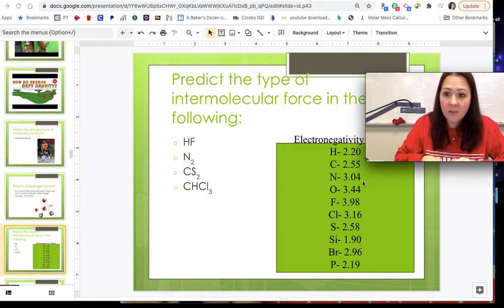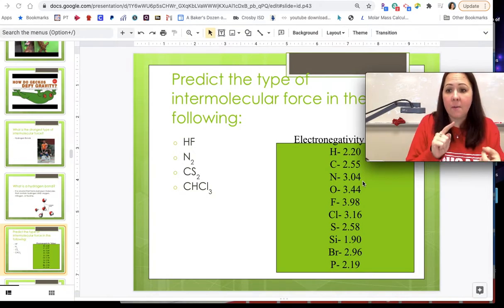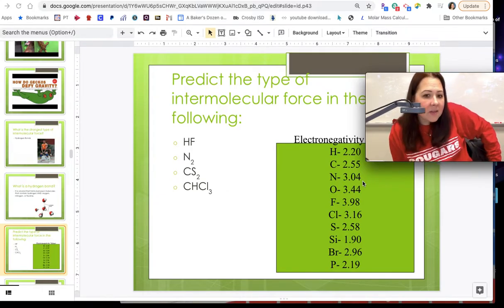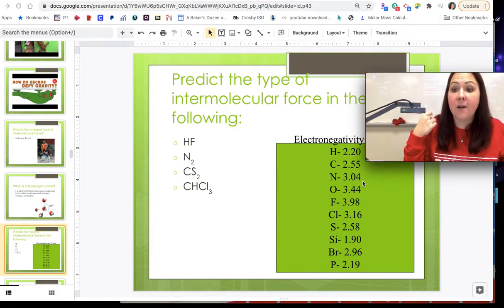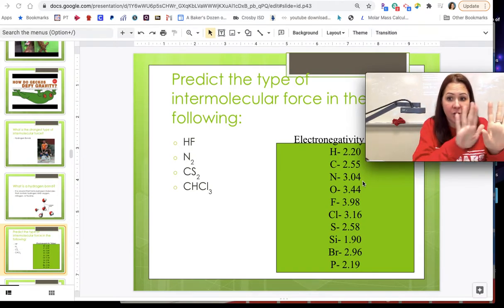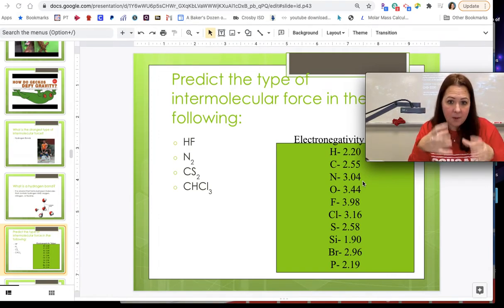So when you look at these, we're going to have to go back to our electronegativity values, figure out polar, nonpolar, or hydrogen bond: hydrogen and fluorine, hydrogen and oxygen, or hydrogen and nitrogen. And then figure out polar, nonpolar to figure out if it's dipole-dipole or dispersion. The hydrogen bonds are usually the easier ones to figure out because you're looking for hydrogen and oxygen, hydrogen and fluorine, or hydrogen and nitrogen in the same compound.